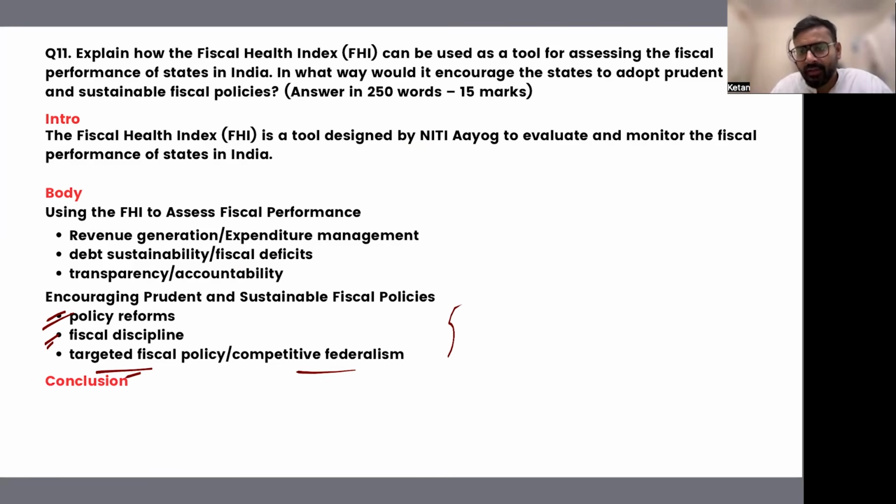So you see, in general, even if you don't know a few words in the question, a few terms like fiscal health index, even then you are actually aware of the discussions regarding fiscal sustainability and fiscal consolidation. So if you are aware of that, you can easily attempt this question.